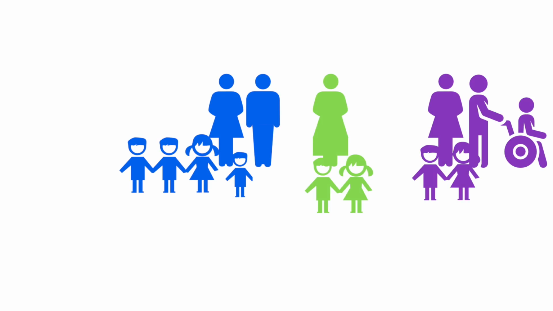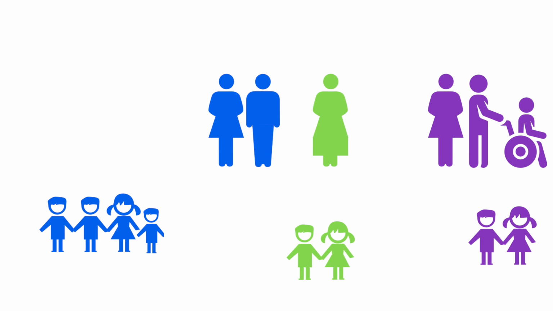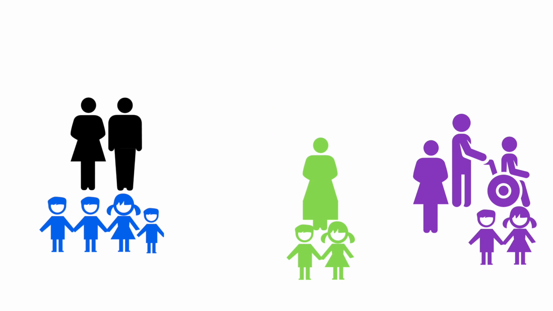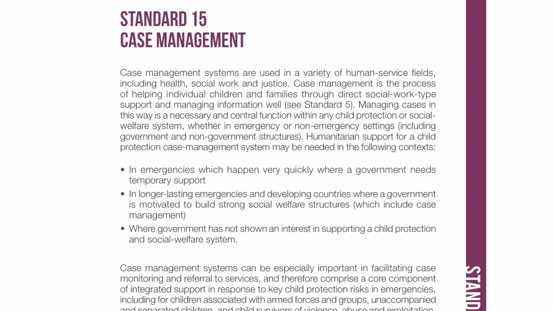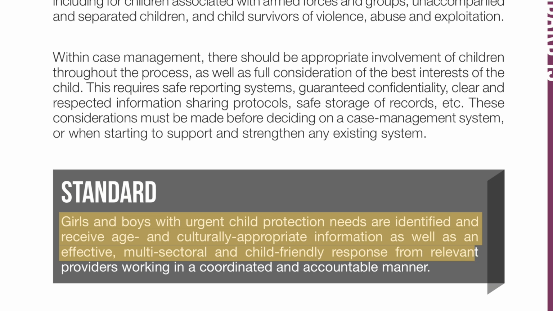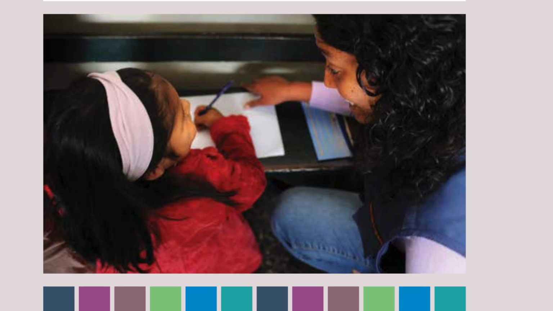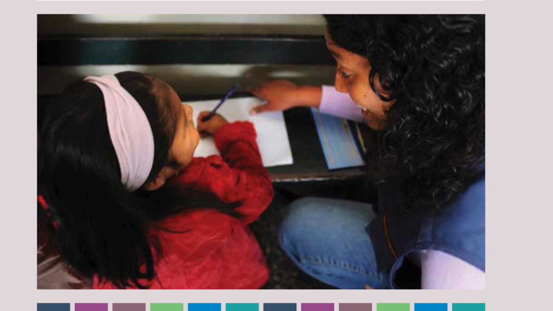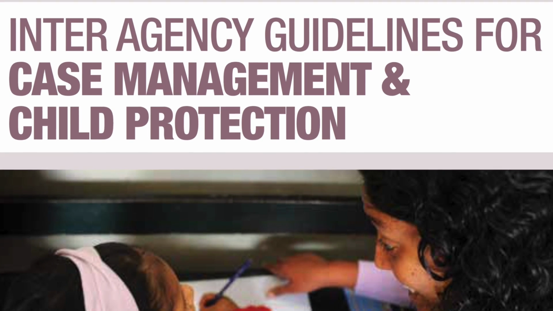We focus on these children and families to address their protection concerns and to build on their strengths and abilities to help themselves. The Case Management Standard says, girls and boys with urgent child protection needs are identified and receive age and culturally appropriate information, as well as an effective multi-sectoral and child-friendly response from relevant providers working in a coordinated and accountable manner.